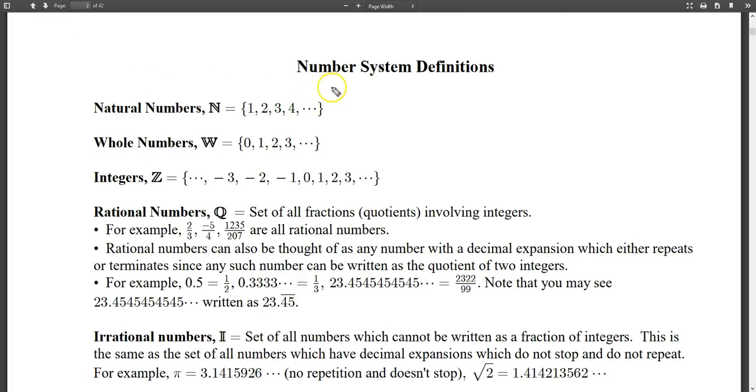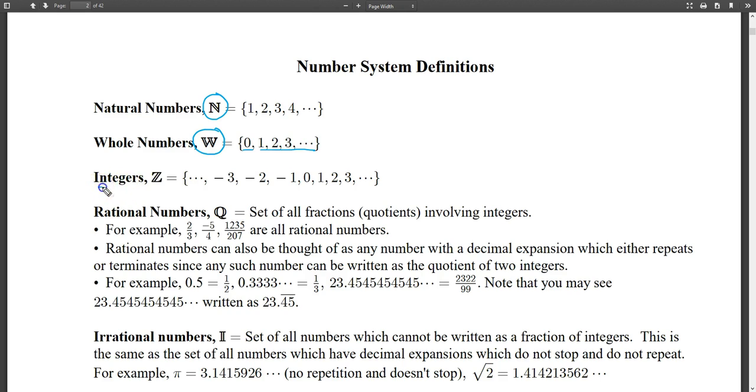Let's consider a few number system definitions. These are just some common definitions that you'll hear talked about in a math course. We define the natural numbers, denoted by this script N, as the set 1, 2, 3, 4, all the way out to infinity. We also define the whole numbers, denoted with this script W, as the set of all natural numbers, and you just throw 0 in with it. So 0, 1, 2, 3, 4, all the way out to infinity.